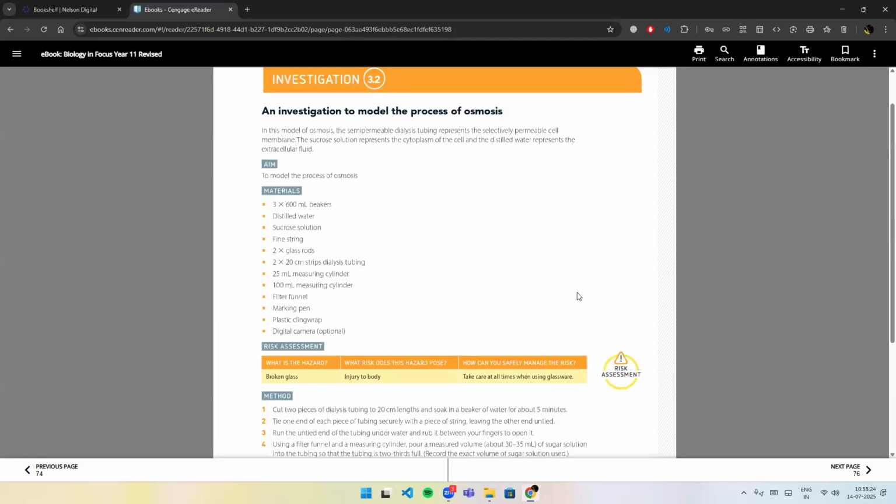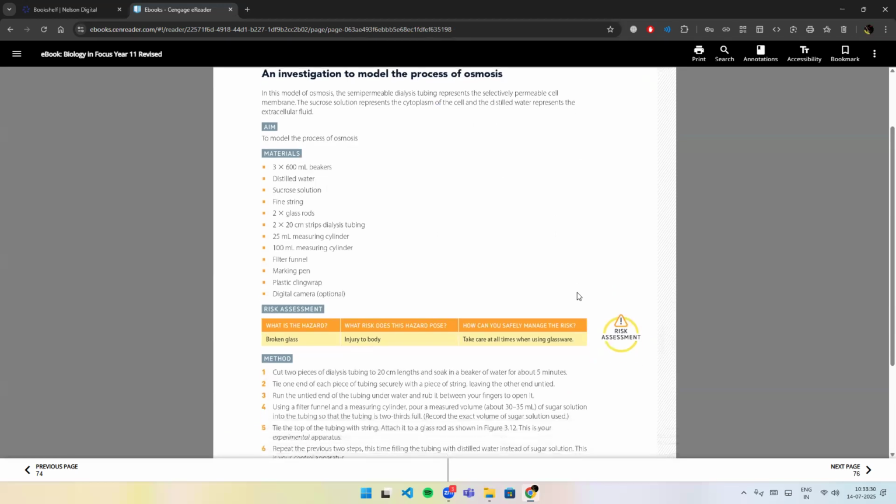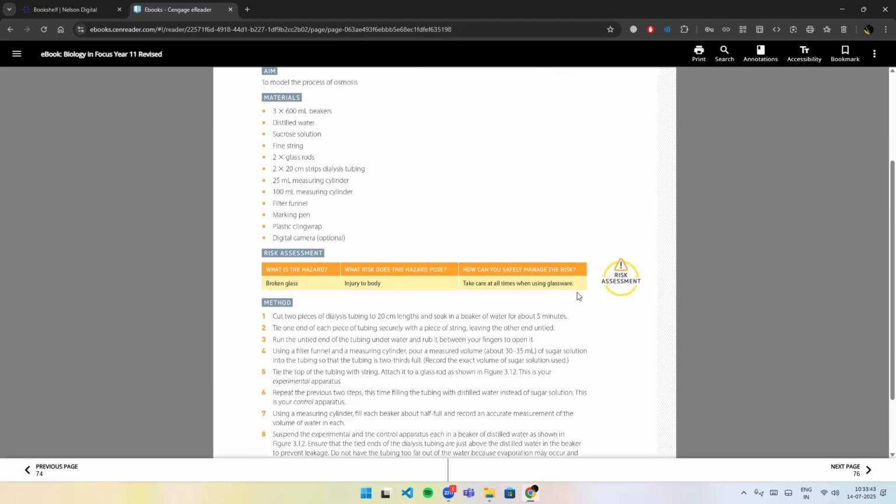Investigation 3.2. An investigation to model the process of osmosis. In this model of osmosis, the semi-permeable dialysis tubing represents the selectively permeable cell membrane. The sucrose solution represents the cytoplasm of the cell, and the distilled water represents the extracellular fluid. Aim: to model the process of osmosis.